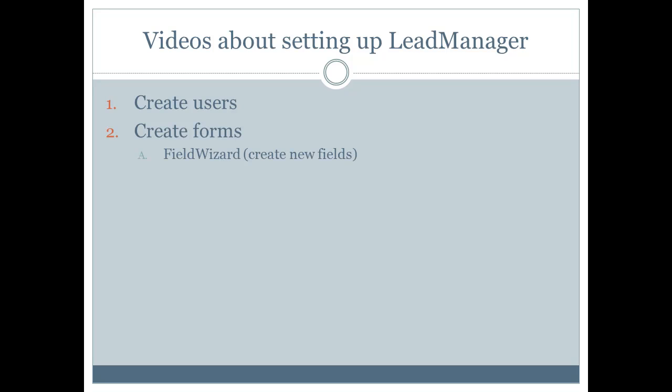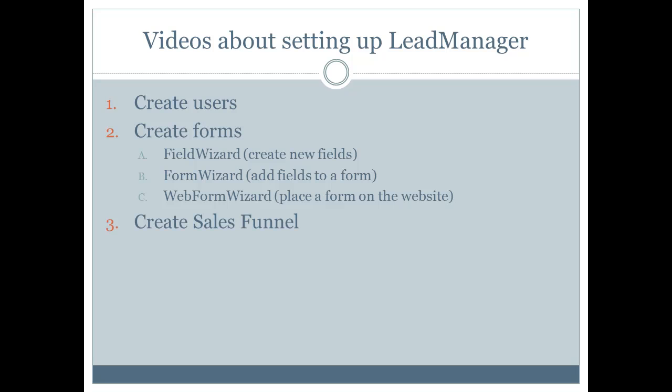The first one is about the field wizard, how to create new fields. The second one is this one about the form wizard, add new created fields to a form. The third one is about the web form wizard, how to use a form on your own website in order to capture leads. Then a video about creating your own sales funnel, create campaigns in order to measure return on investment, creating classifiers, and the last one is about importing leads.